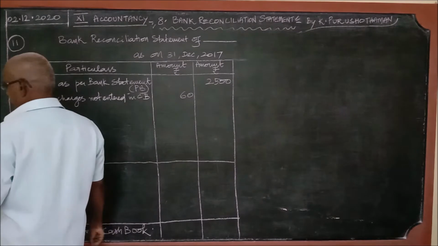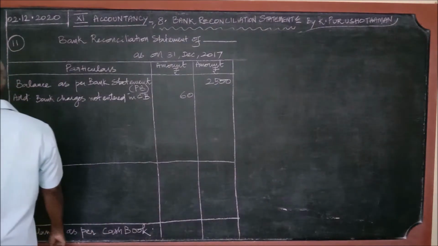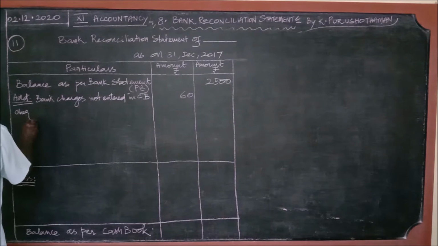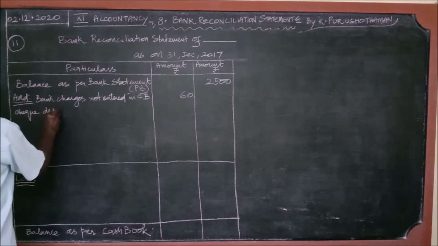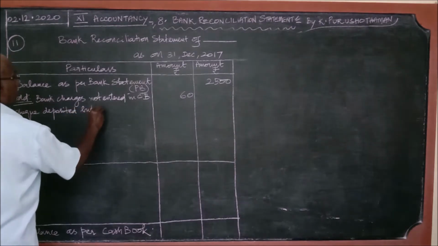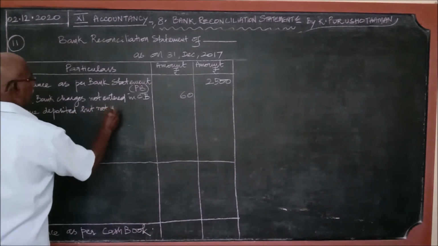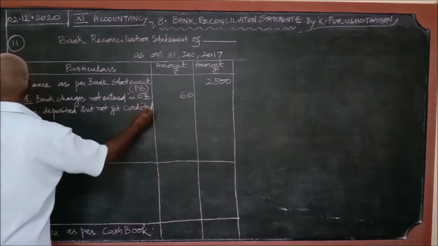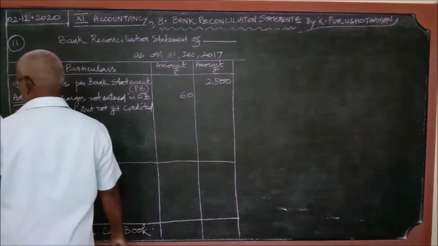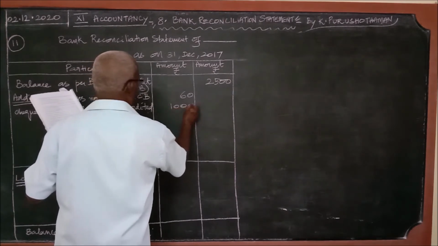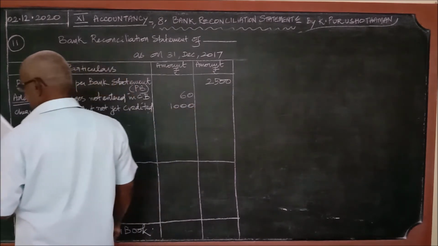Then check deposited, not yet credited. Checks deposited but not yet credited, 1000.